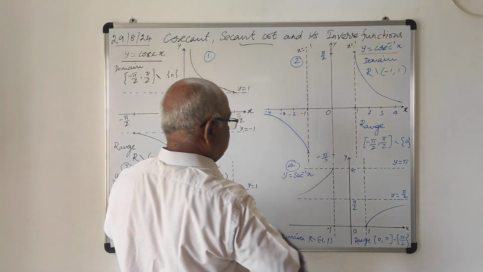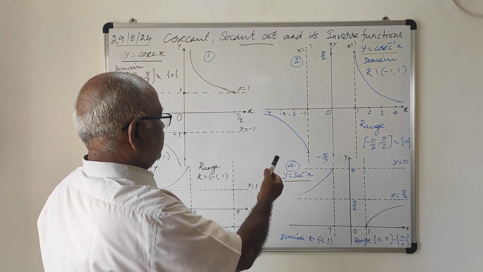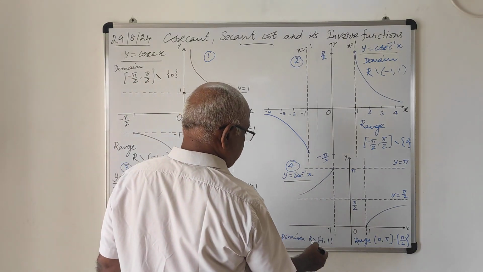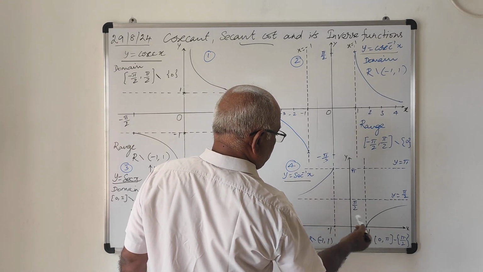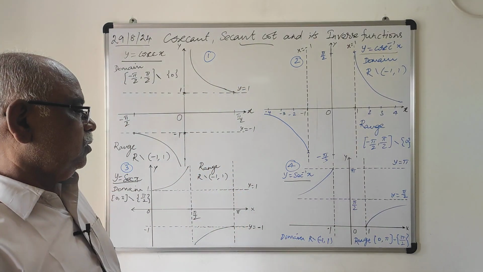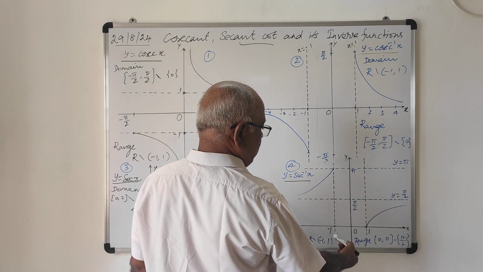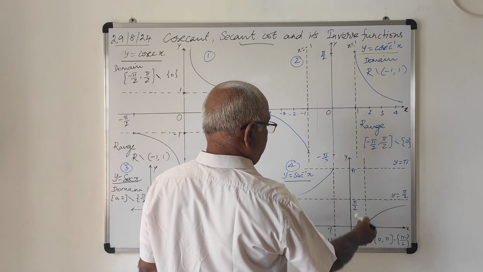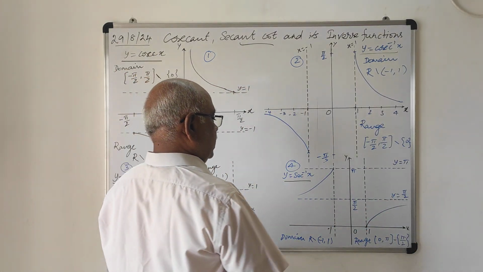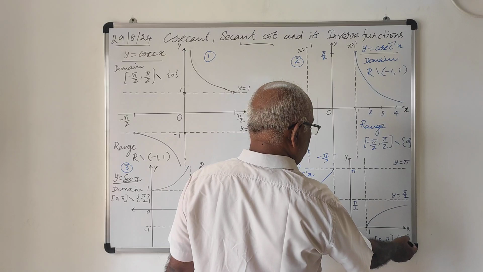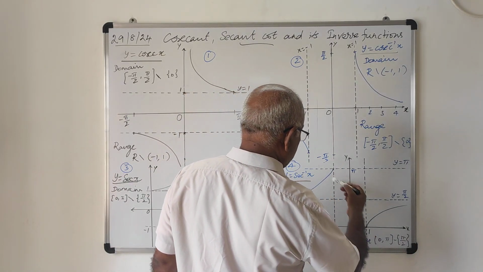Similarly, secant inverse, fourth diagram. For this secant inverse, the domain is the real line except the interval minus 1 to plus 1. This interval should be excluded and the range is 0 to pi, but the value pi by 2 should be excluded. So therefore this is the curve for secant inverse x.